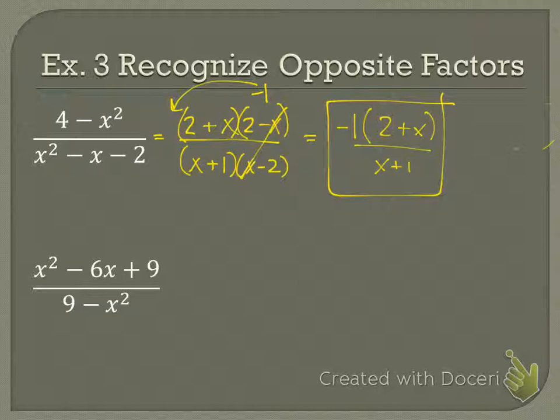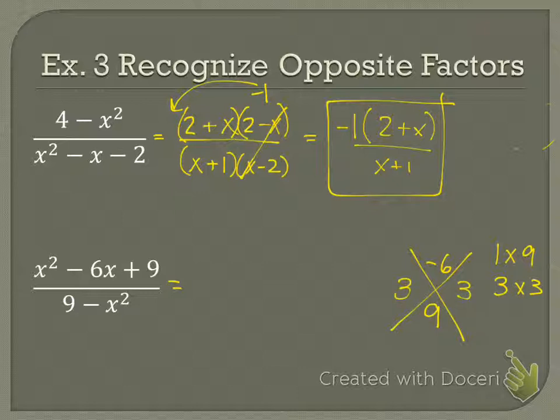So on the last problem here, we're going to do the exact same thing. I want you to tell me what you see that I need to do. You need to factor? I need to factor the numerator. So negative 6 up top, 9 on bottom. What are the factors of 9? 1 times 9, 3 and 3. Which ones do I choose? 3 and 3. They're both negative.